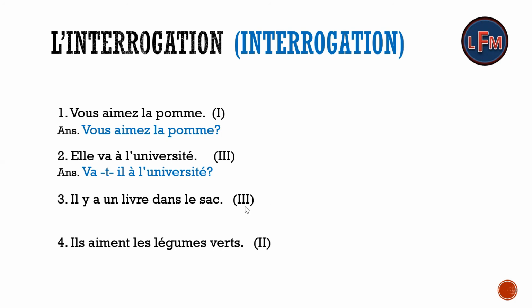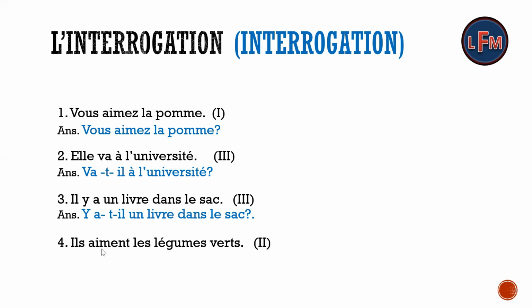Then the third one is, il y a un livre dans le sac. Here we again use the third form. So, how do we invert il y a? We do y-a-t-il. The inversion of il y a to make a question will be y-a-t-il. Y a-t-il un livre dans le sac? Is there a book in the bag?